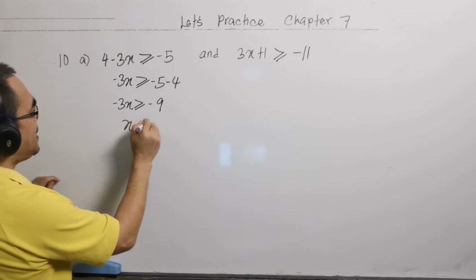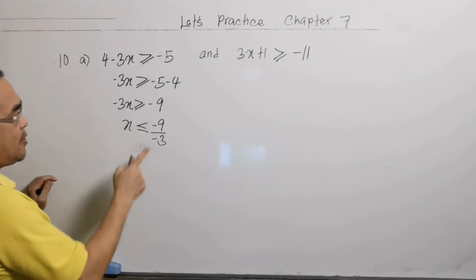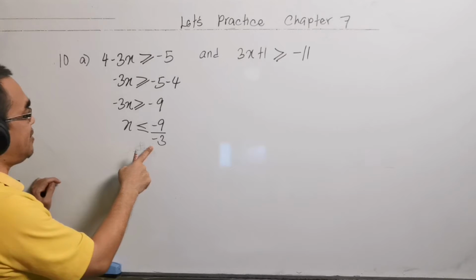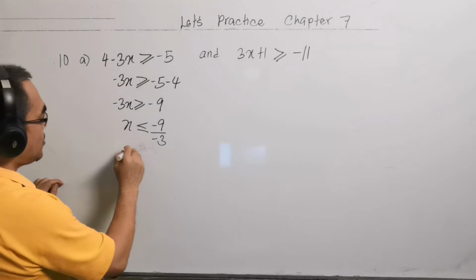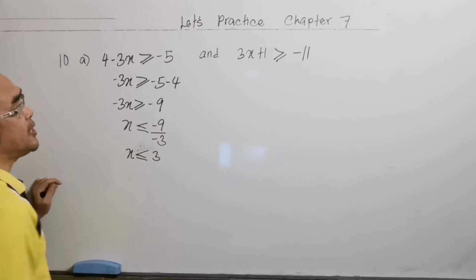So x will be less than negative 9 over negative 3. We are dividing by negative, so you have to change the symbol. So x will be less than or equals to 3.